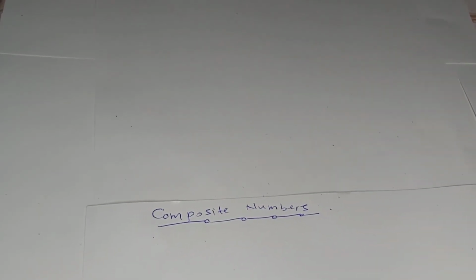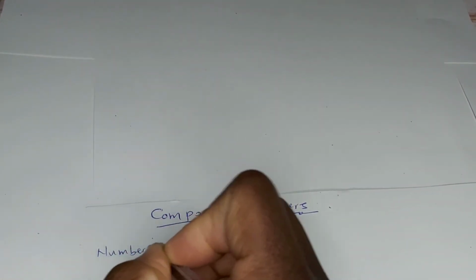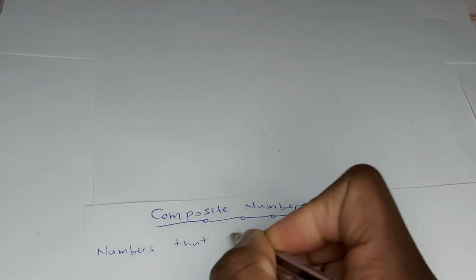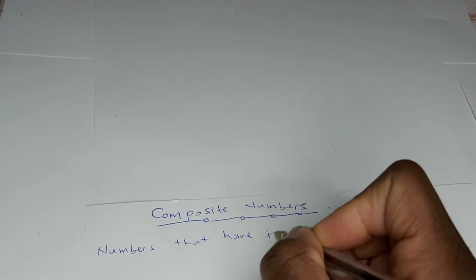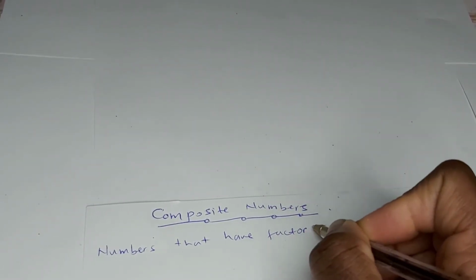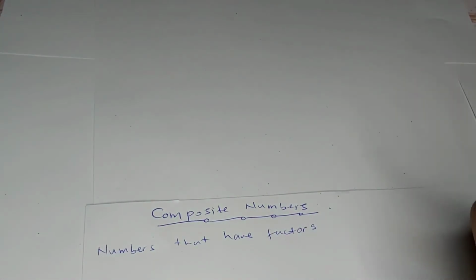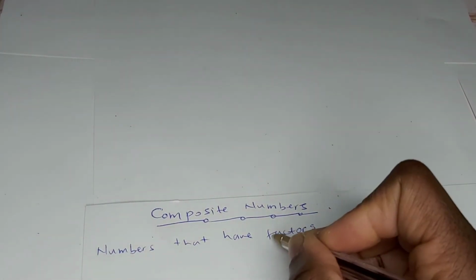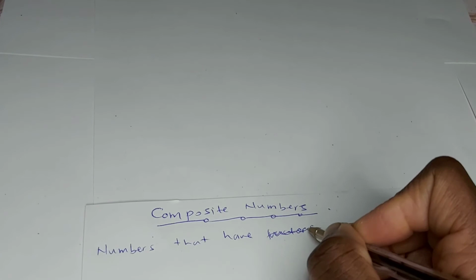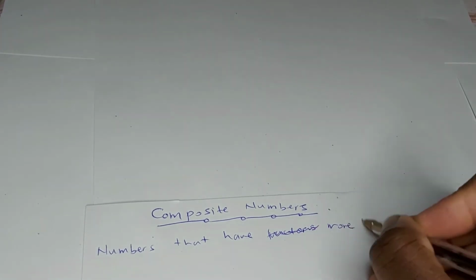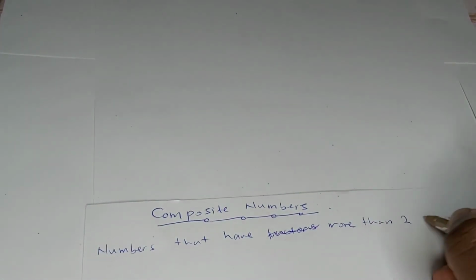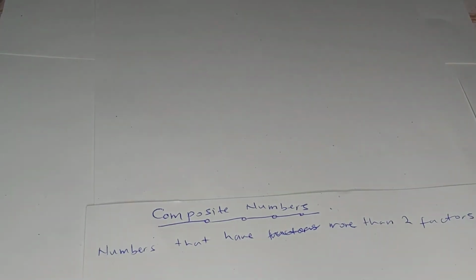So we can define composite numbers as numbers that have factors, that have more than 2 factors. So that have more than two factors. So examples of these numbers are what?